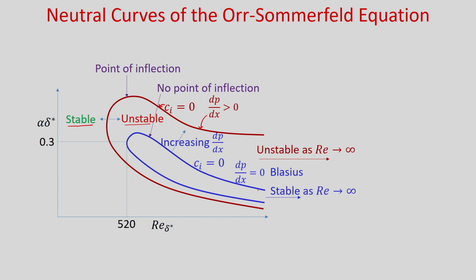Now, if you consider the special case of flow over a flat plate where dP/dx is 0, this is the Blasius solution, and if you plot the c_i equal to 0 curve, this is the neutral curve. So, you can see that it has a critical Reynolds number, below which it is stable. After this critical Reynolds number, it is unstable.